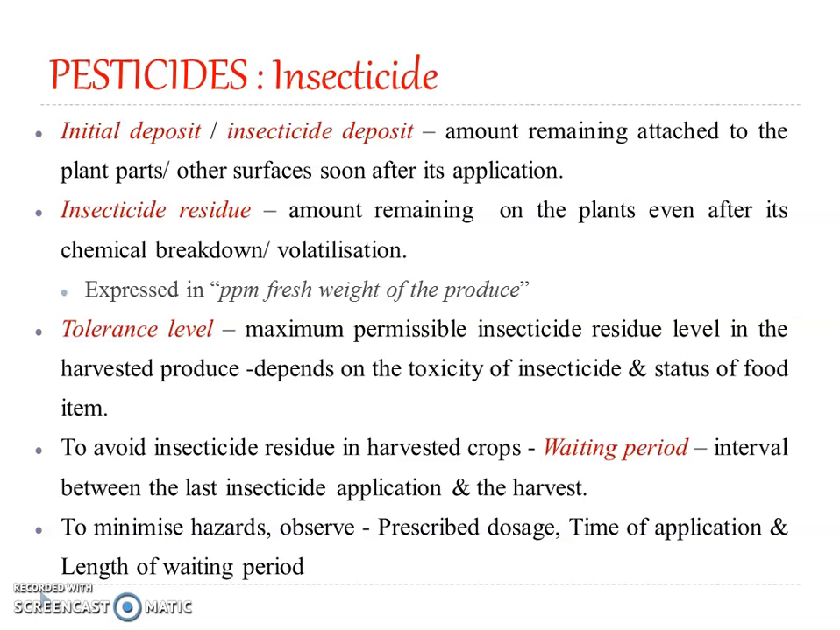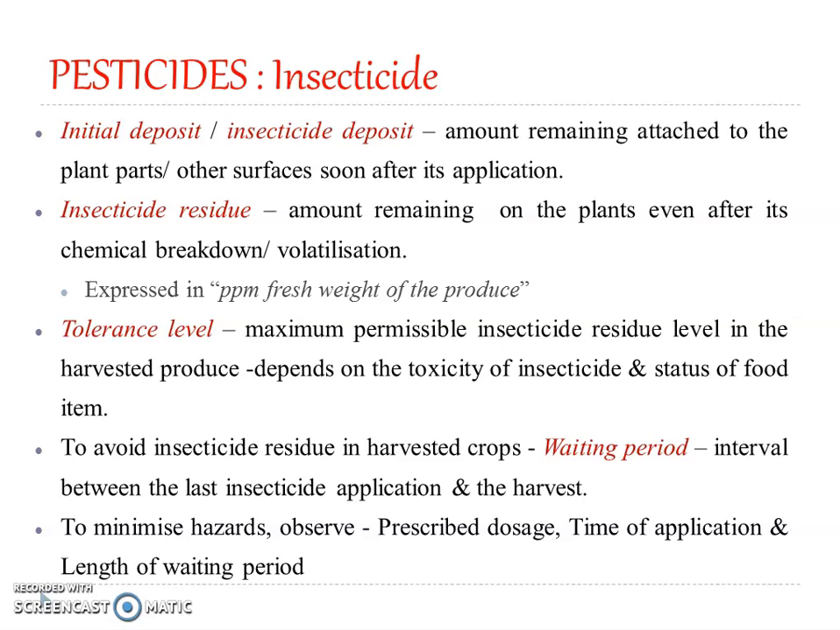So after the application in the field, just imagine we are spraying the insecticide. The insecticide may fall on the leaves, and on various parts of the plant, and the amount which remains attached to the plant parts or other surfaces is referred to as the initial deposit or the insecticide deposit. But after some time, usually because of exposure to sunlight or the volatile nature of the insecticide, it gets broken down.